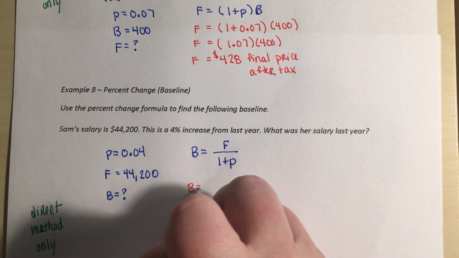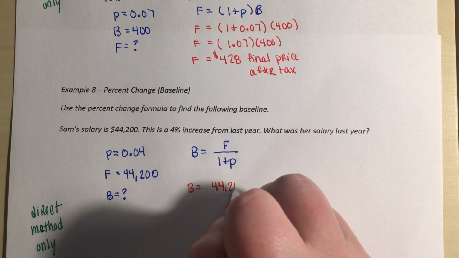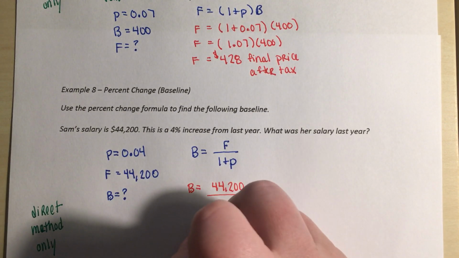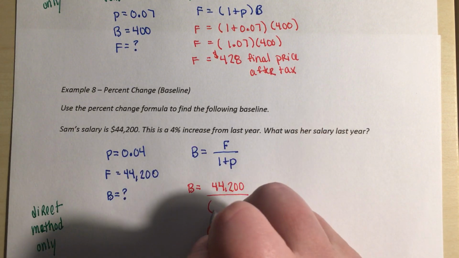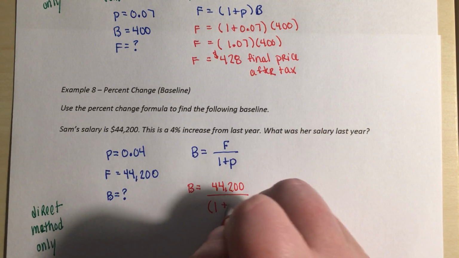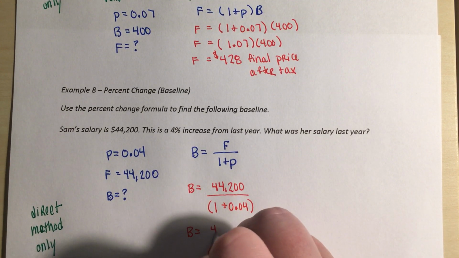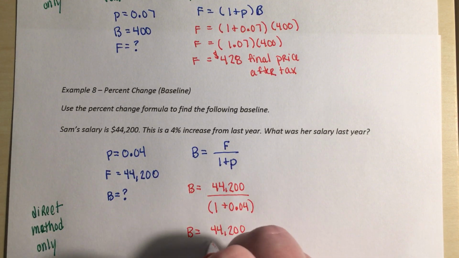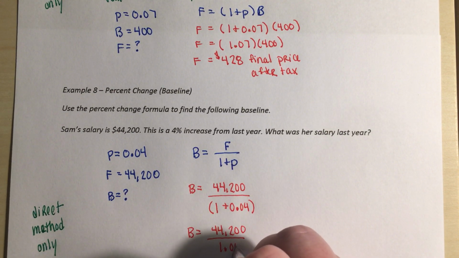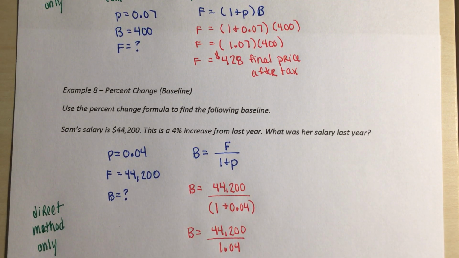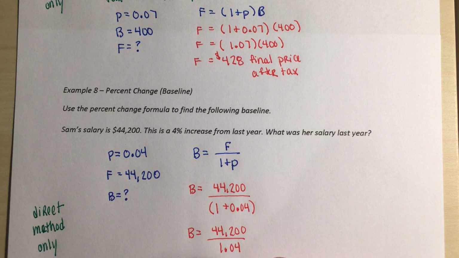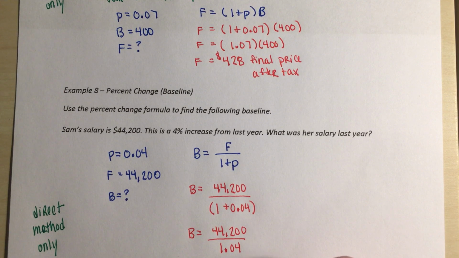So B equals 44,200 divided by, and we're going to think about invisible parentheses on the bottom, 1 plus 0.04, which if we want to rewrite, we definitely could. If we want to plug it into our calculator with parentheses, we can also do that. But either way, we're dividing 44,200 by 1.04, and that's going to give us a baseline of $42,500 of salary per year.